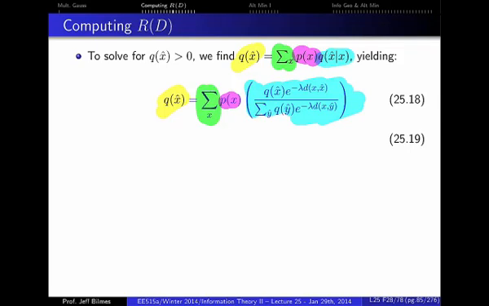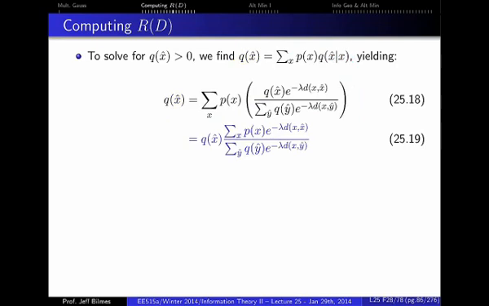And now we can rearrange things by pulling out the q of x hat, since that's not part of the sum. And then once we do that, we can cancel everything out, and we just get that this is equal to 1. So this whole expression here has to equal 1. There's nothing magical, just algebra.